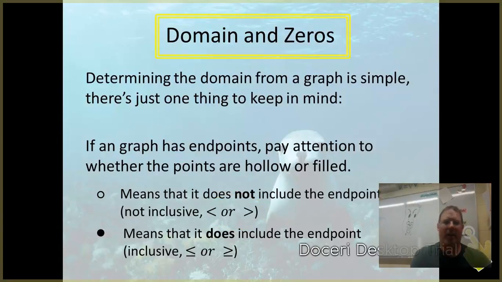If it's a filled circle, that means that it does include the endpoint, and it's referred to as being inclusive. So if you hear the expression between 5 and 10 inclusive, that means it includes the 5 and the 10. If you hear the expression between 5 and 10 not inclusive, it means it's everything between 5 and 10, but not actually 5 and not actually 10.